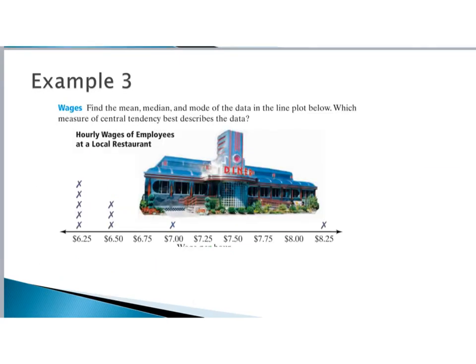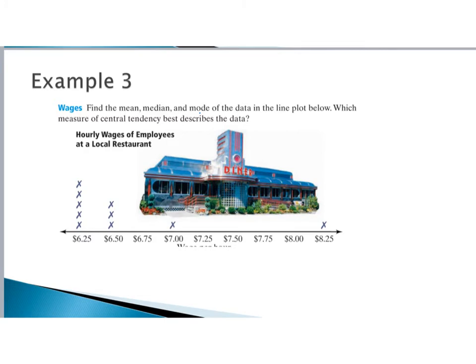Now example 3 may look a little different, but it's really the same concept. Here we have to find the mean, the median, and the mode of the data in the line plot below. Then we have to tell which measure of central tendency best describes the data.